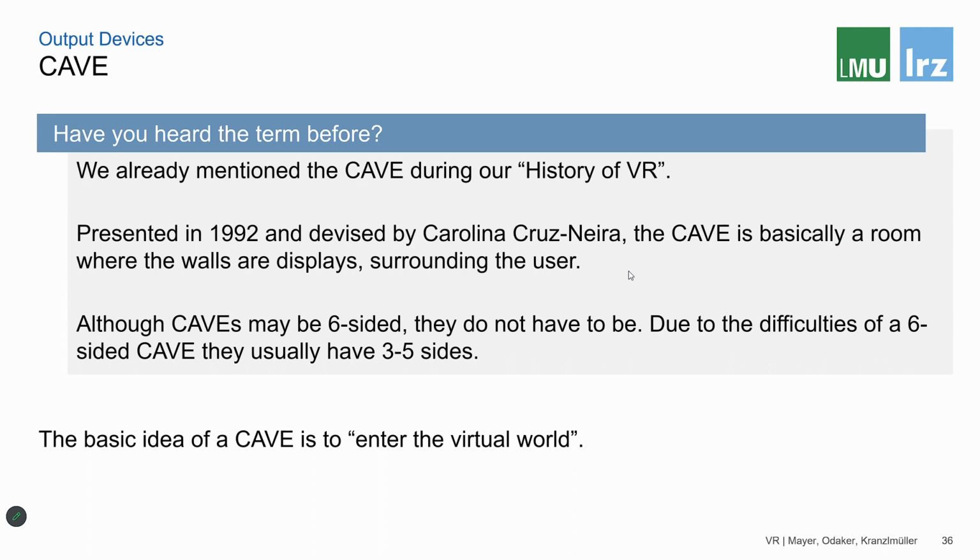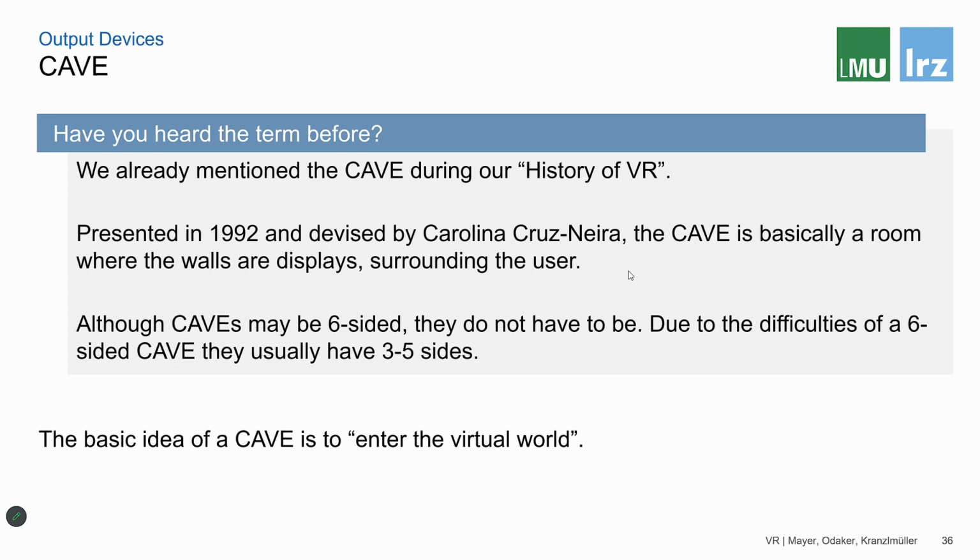So caves may be six-sided. It is possible to build a six-sided cave, but they don't have to be. A six-sided cave is quite difficult, requires you to usually have a wall that is able to open and close like a door, so you can walk in and close it. You may also have a 5.5-sided cave.